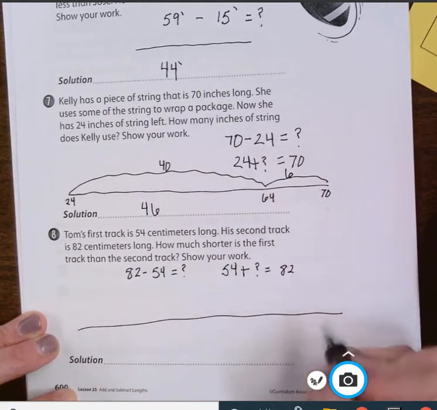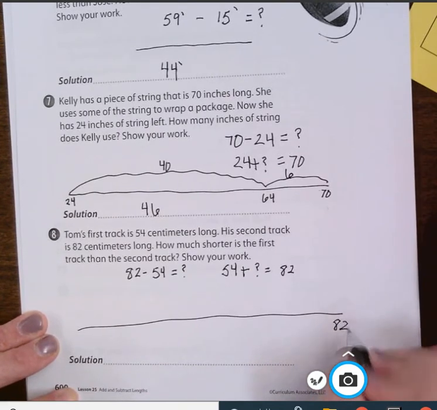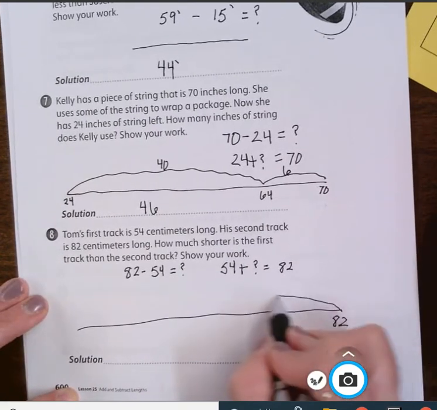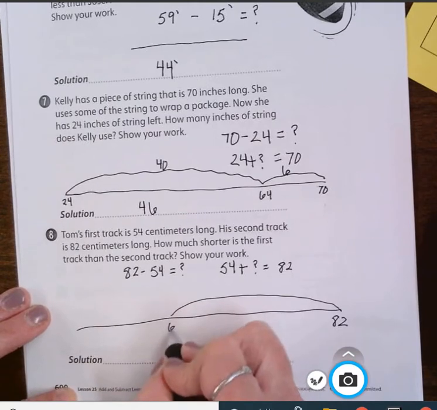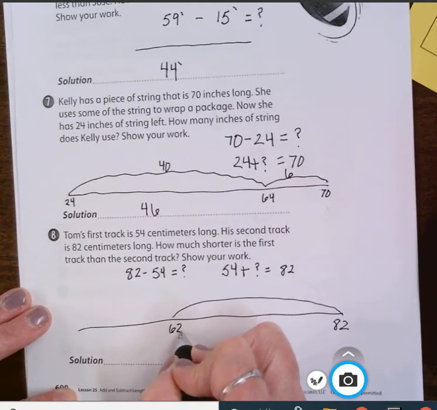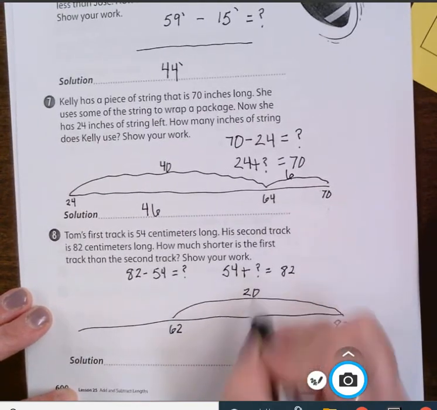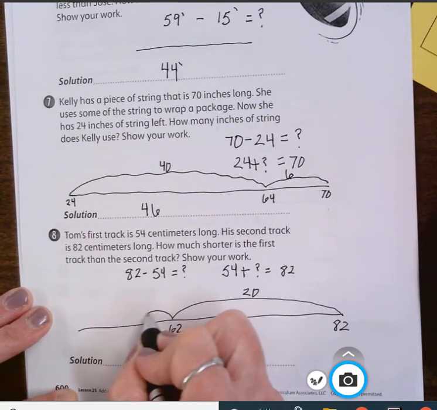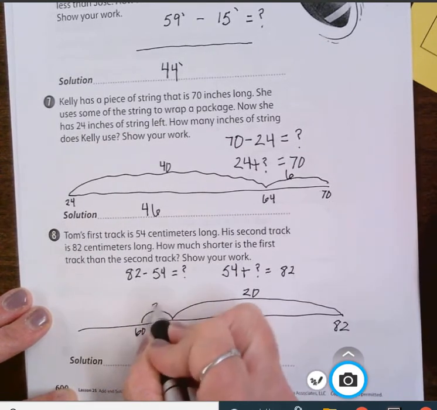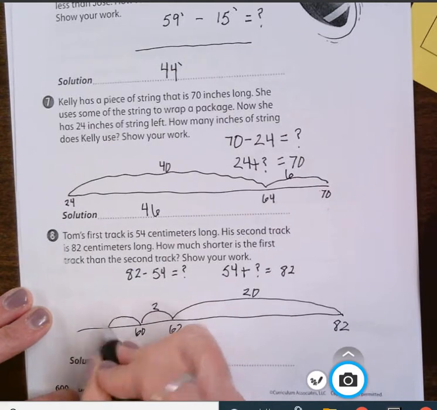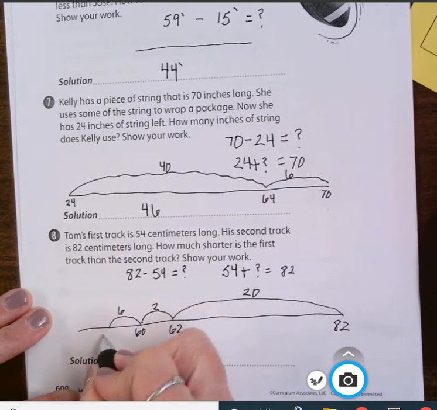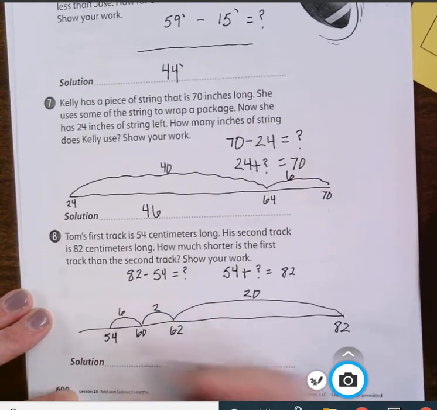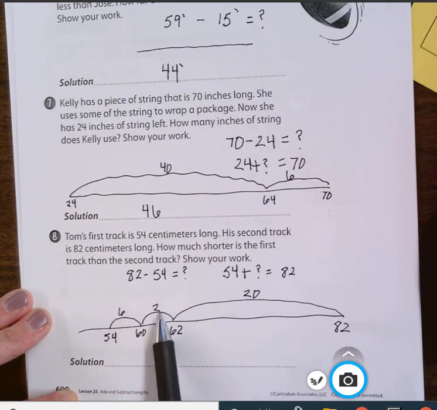So we're going to go to 82. We're going to go all the way back to 62. And we know that's 20. Then from 62, let's go to 60. That's 2 more. And then to 54, that's 6 more. So now add these up. 20 plus 2 plus 6 is 28.